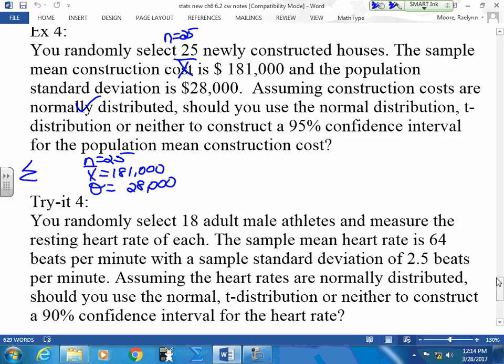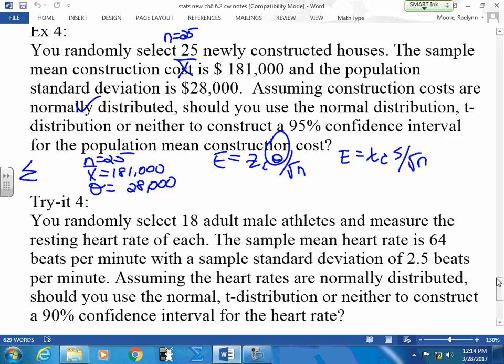Zc. And if I looked at both of my formulas, here's my deciding factor right here. This guy. Which one do I have? I have the word population. I have this guy. So that's the one I'm going to use. Okay?